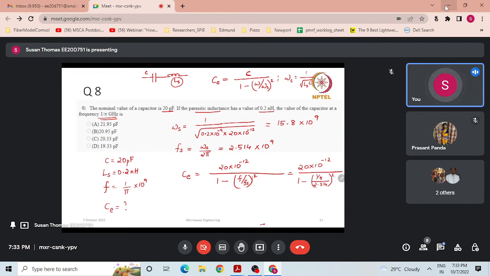Once you solve this, you will get the value of effective capacitance at this particular frequency, 1 by pi gigahertz. So that is not 20 picofarad, it is 20.3 picofarad. So once you solve this, you must be able to get this. So the answer option is C.